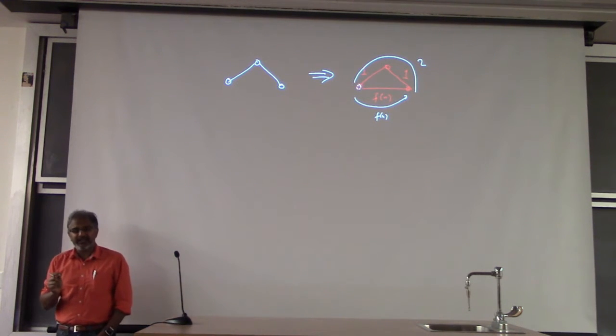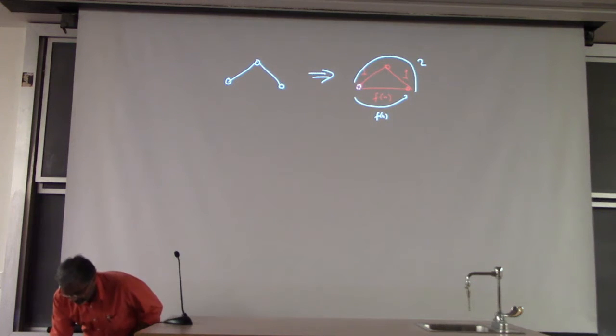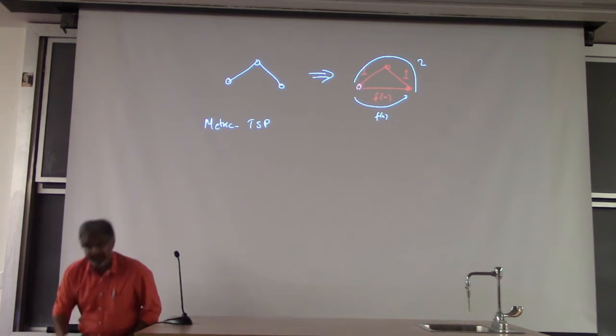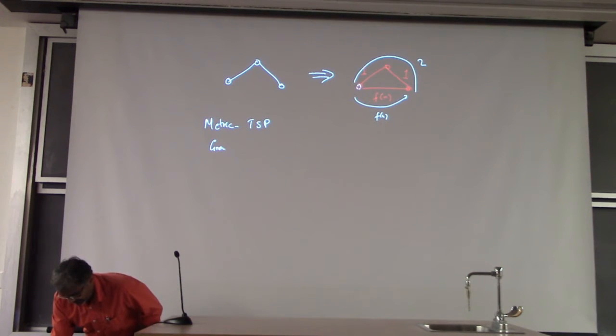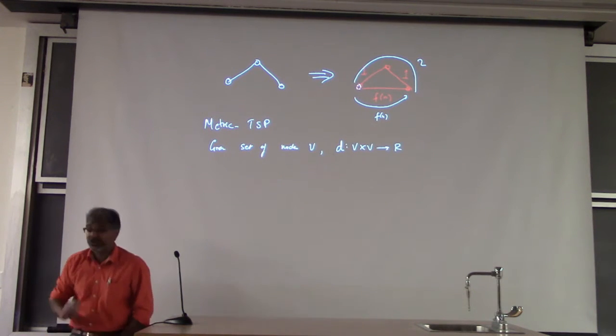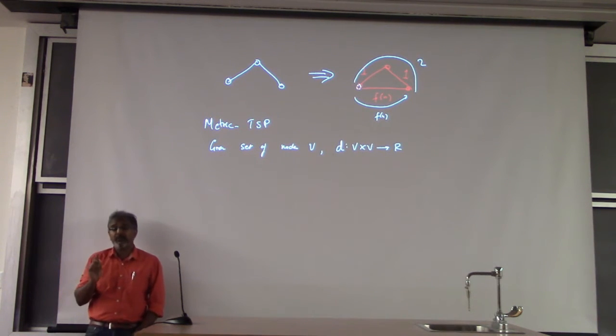So let me define another problem, which I'll call metric TSP. It's the same setup as before. I'm given a set of nodes, V, and a distance function from all pairs of nodes to R, just like before, but with one extra caveat, that this distance function is what is called a metric.